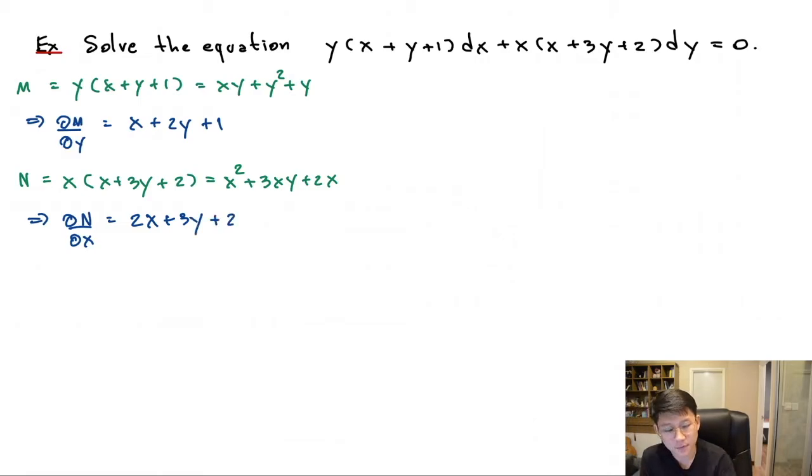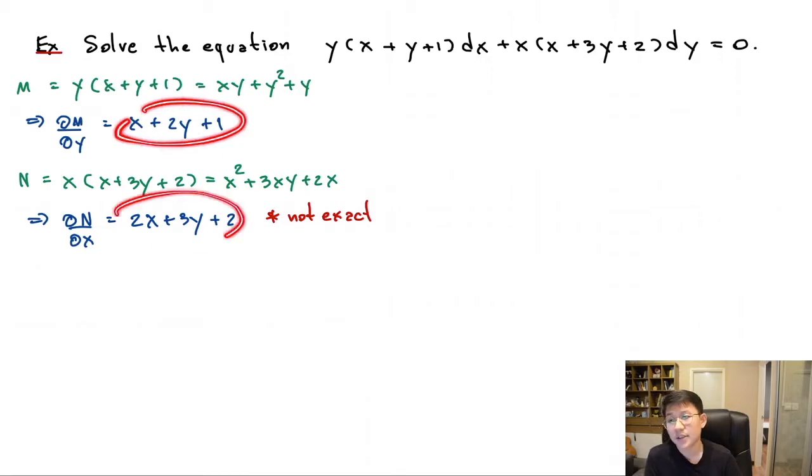2x plus 3y plus 2. Okay, from here, right? 2x, 3y, and 2, right? Differentiated by x. So, as you can see, guys, it isn't exact yet, because the ∂M/∂y is not the same as the ∂N/∂x. Okay, so it's not exact.